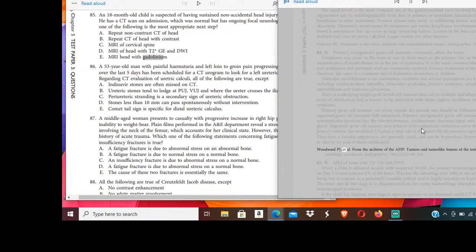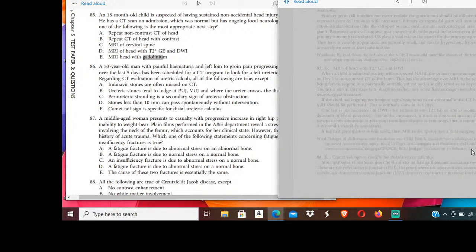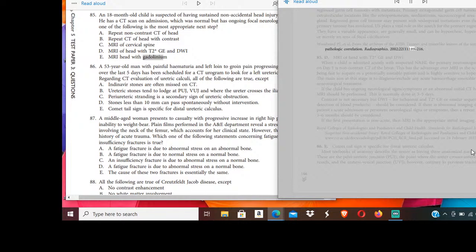Woodward P.J., et al. From the archives of the AFIP, Tumors and Tumor-like Lesions of the Testis, Radiologic Pathologic Correlation. Radiographics. 2002; 22: 189.